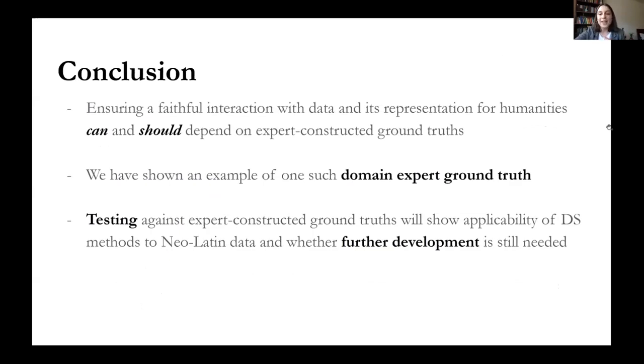We hope that we gave our contribution here to promote a fruitful collaboration between philosophy and computational linguistics. We strongly believe that expert-constructed ground truths provide the evaluation method for sound and reliable application of distributional semantics methods, not only in philosophy, but in the humanities more broadly. In this presentation, we have shown an example of such ground truth. And in further research, we aim to explore the applicability of these distributional semantic methods to Neo-Latin data by these expert-constructed ground truths. This will show what further developments of distributional semantics method, corpora, or text mining might be needed for quality representation of Neo-Latin data.